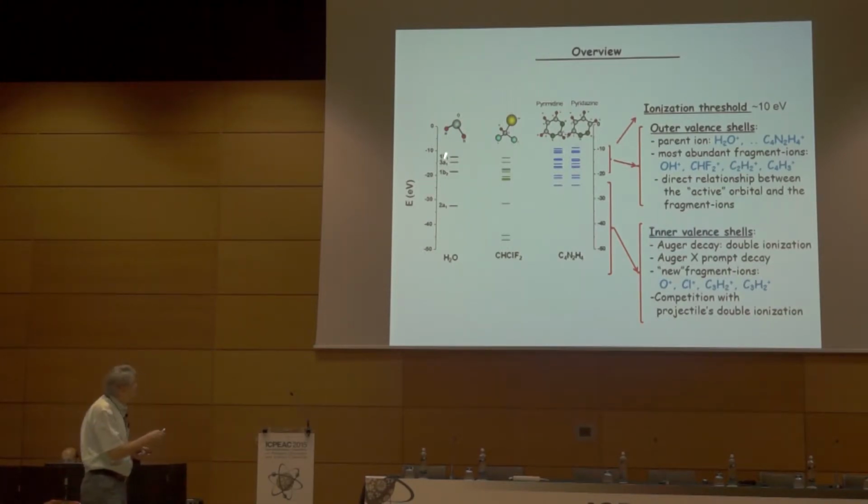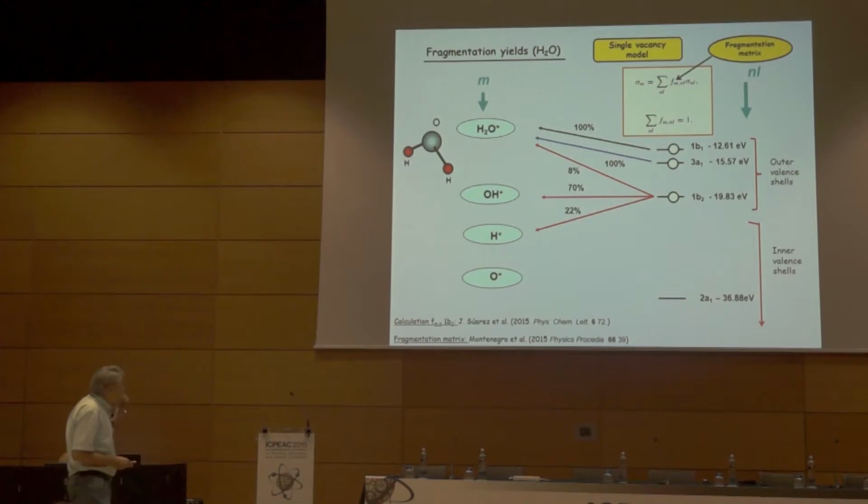So I always start with water, because it's a simple one, and go to the more complex. I start first looking at the outer valence shell, then I go to the inner valence shell. So that's going to be the outline of the talk. Okay, here is water. I put on this side the possible fragments that can be obtained, and on this side the orbitals.